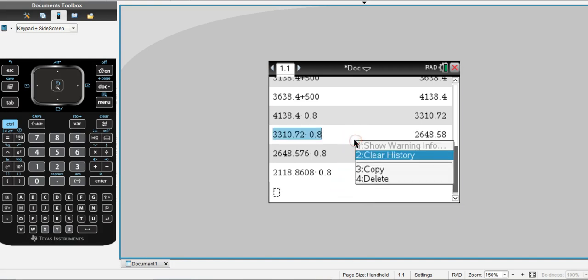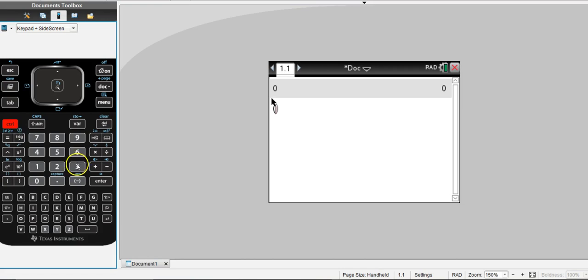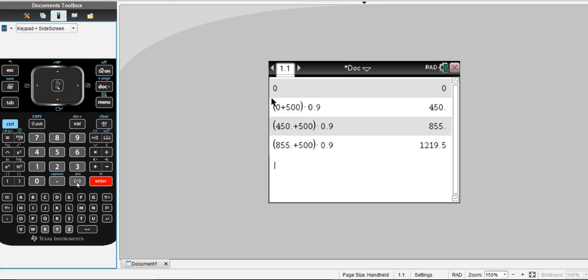I'm going to clear off what I've done here, and let's start out with our actual amount 0. That's actually our starting amount of urea. And then we're going to take the answer. So if you do control, then this negative sign, you get answer plus 500 times 0.9. Okay, there's the 450. Then if I hit enter again, see it takes 450 plus 500 times 0.9. And so those are our first few values.